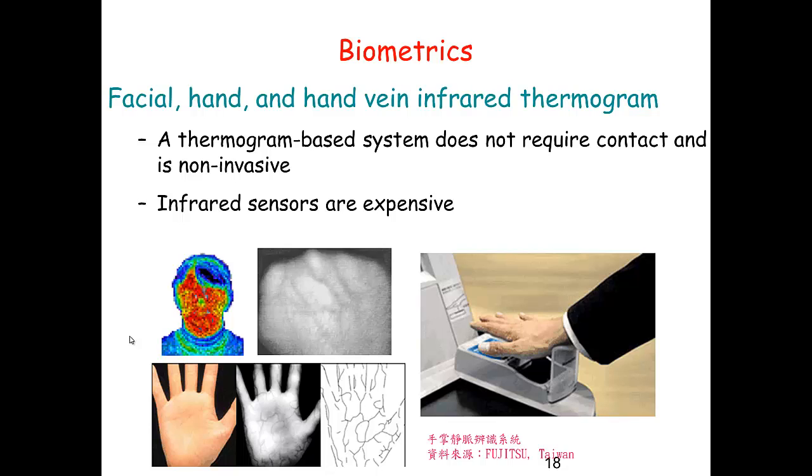When we talk about biometrics, there are many ways you can get the biometrics. For example, for the face, you can use the normal camera. Also, you can use the infrared camera. For the hand, also you can use the normal camera or the infrared camera to get the image. The benefit of the infrared camera is that it can work in dark conditions at night. But generally this kind of sensor is very expensive.